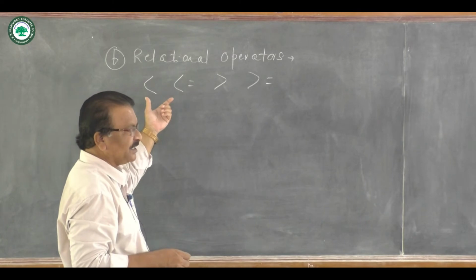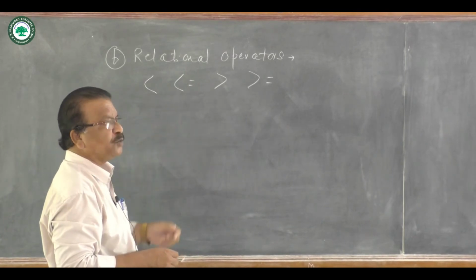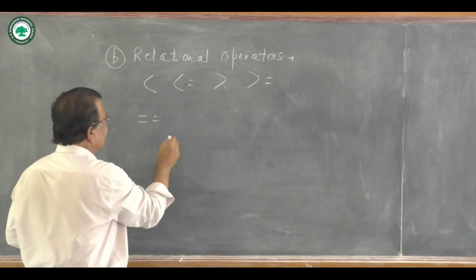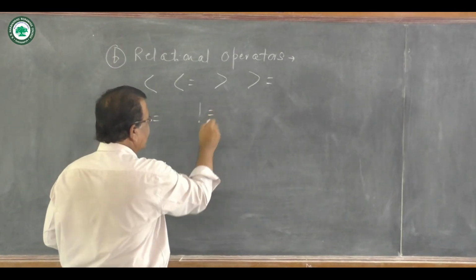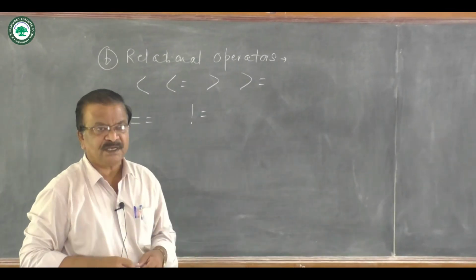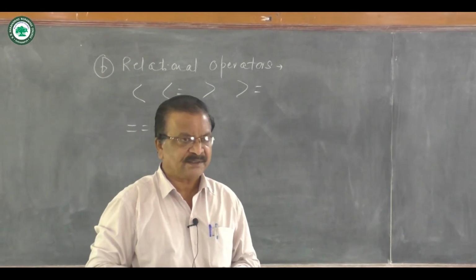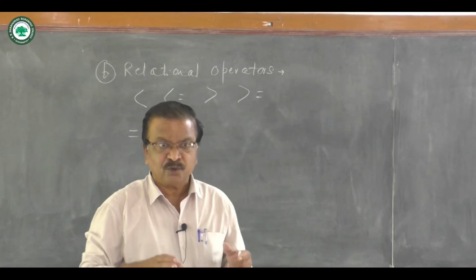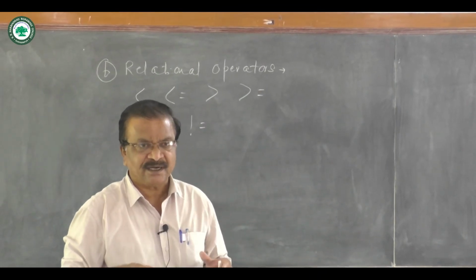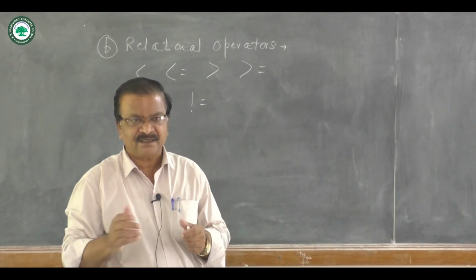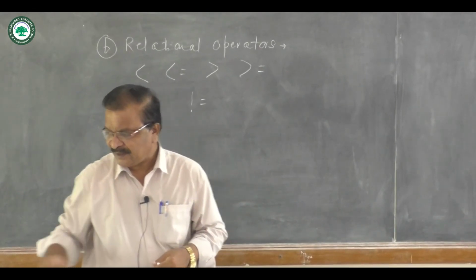Then, closely associated with relational operators, there are two equality operators: equal to, and not equal to. These are closely associated with relational operators, and all are used to test the relation between two values, whether one value is less than or greater than the other value, and so on.